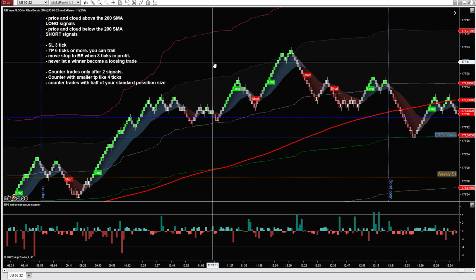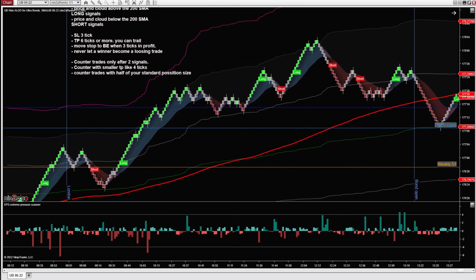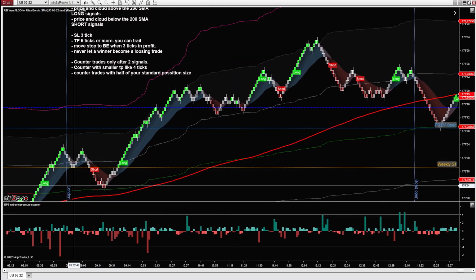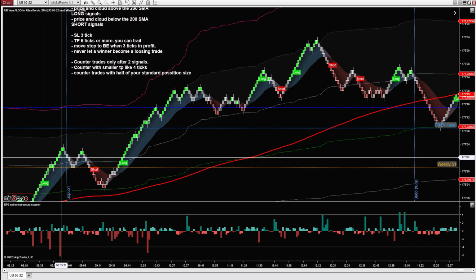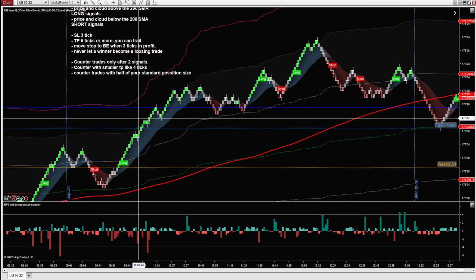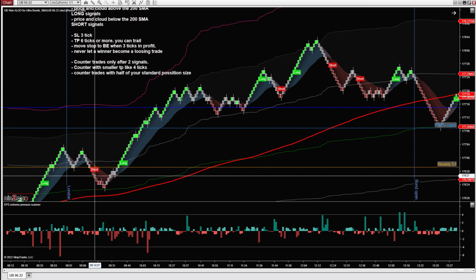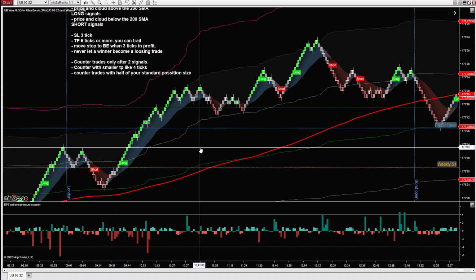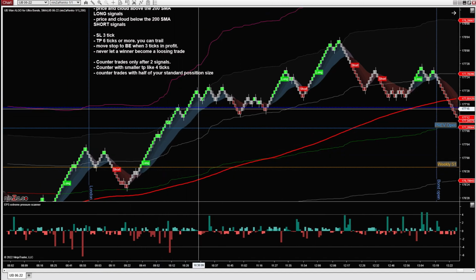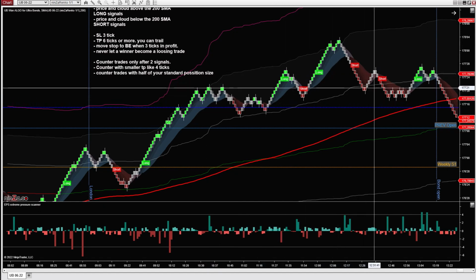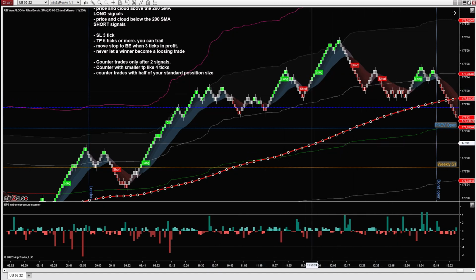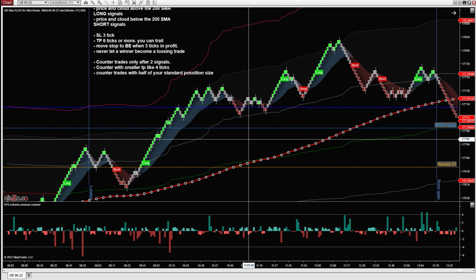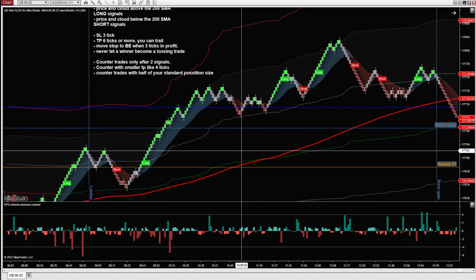So some basic rules. We got the algo over here, right? This is what we see. We got our bars, our candles, these are colored, so green, gray and red. And we got our signals over here. And we also see a cloud below and above the price. An important element on the chart is a 200 SMA.